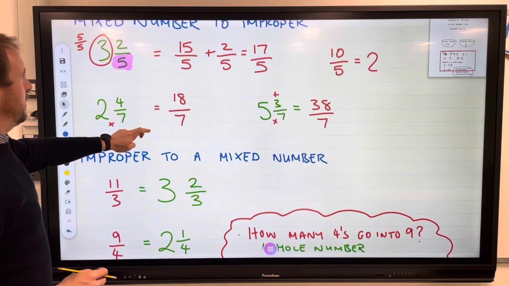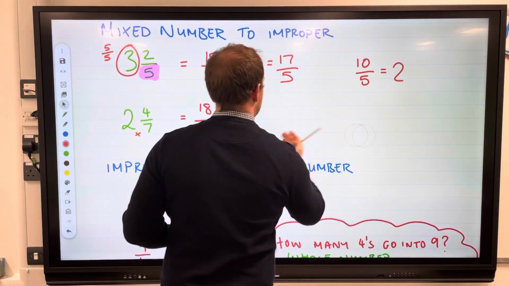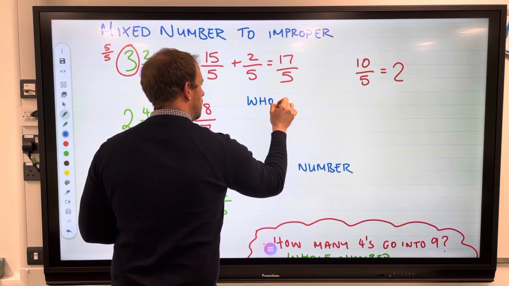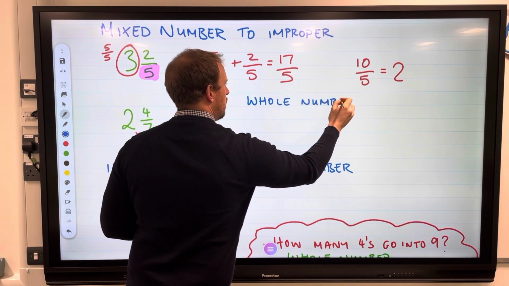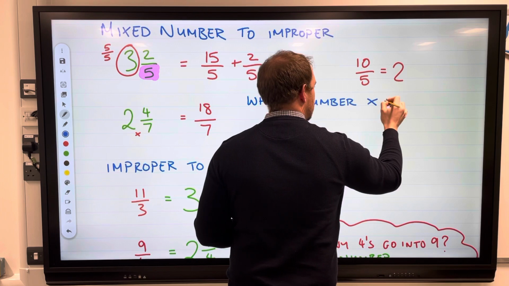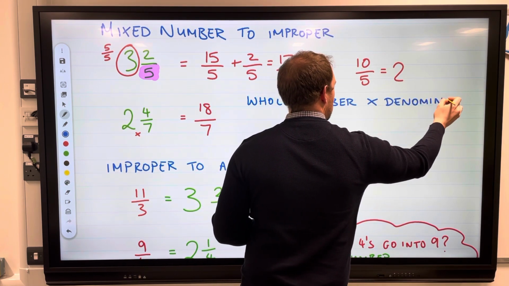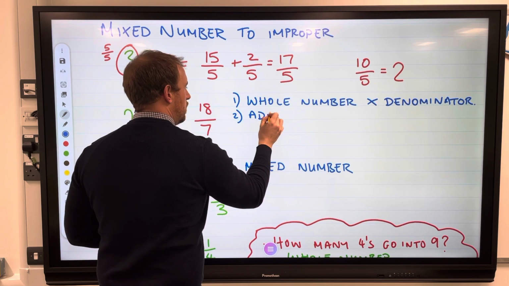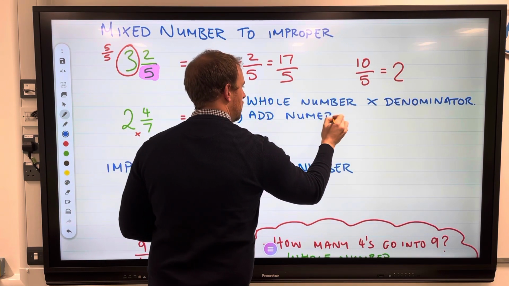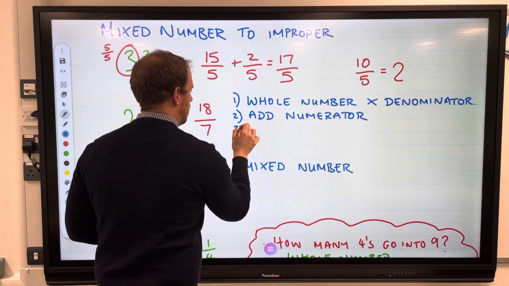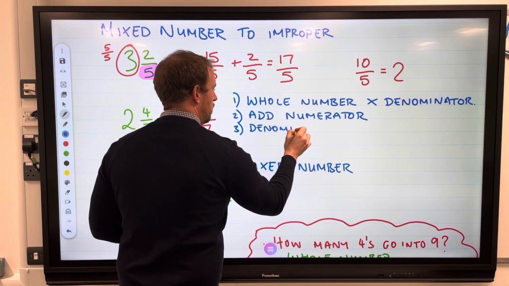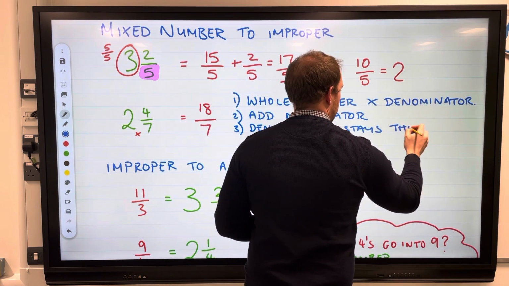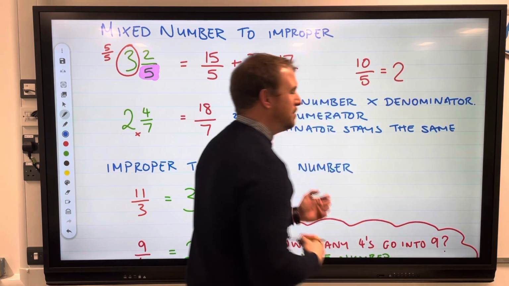Let's write some notes for this one as well then. So here we had 2 times 7, so we had the whole number multiplied by the denominator, you add the numerator, which is the top number, and the denominator stays the same. The same steps every single time.